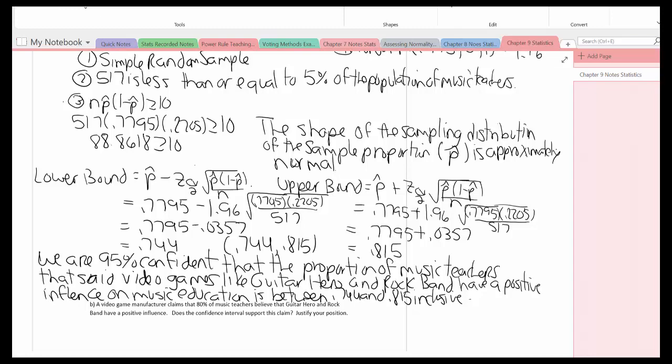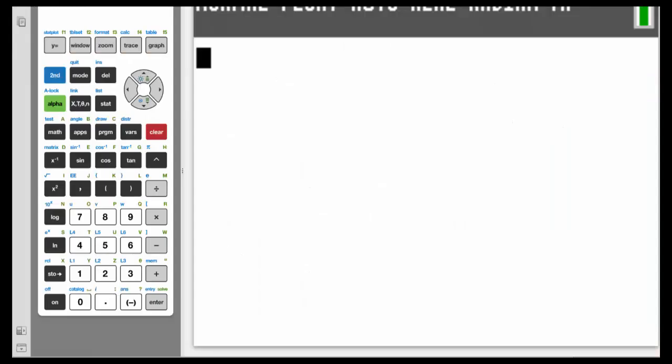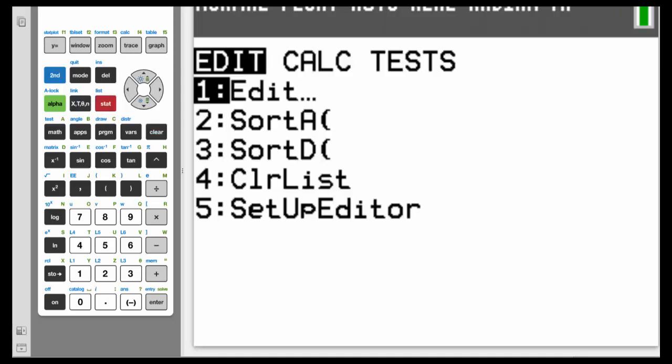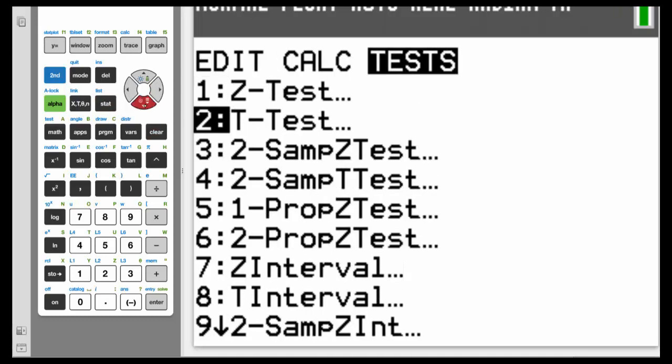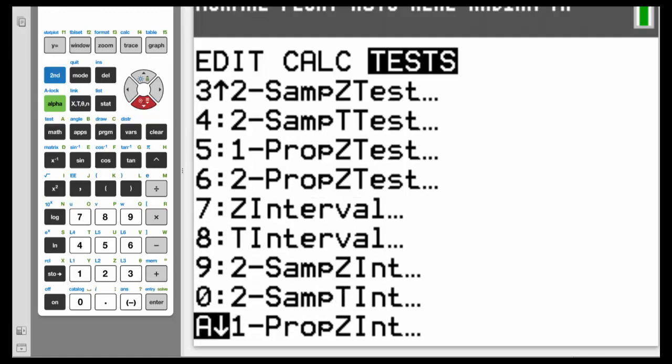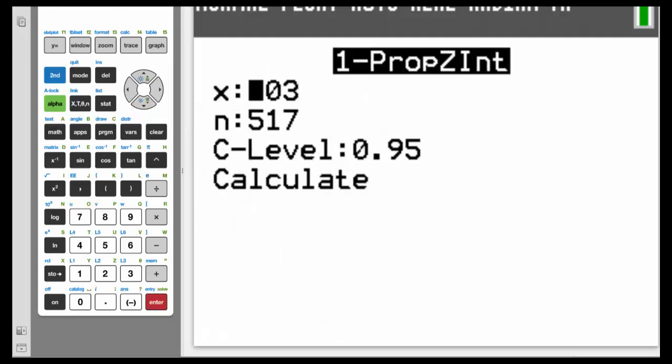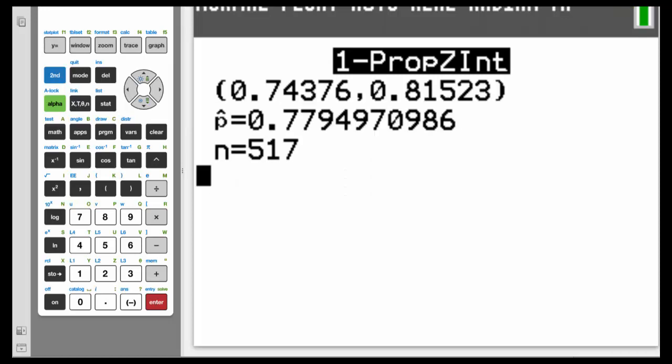Now, let's show you how to put this into the calculator. All right, so how do we put this in the calculator? It's stat, highlight tests, and we're going to scroll all the way down. At least for my calculator, it's letter A. And we're looking for one proportion Z interval. That's what we want. Hit enter. The X in our particular case, that's 403. Hit enter. N is 517. Hit enter. The level of confidence is 95%, but you need to write it as a decimal, so that's 0.95. Hit enter. Highlight, calculate, hit enter.